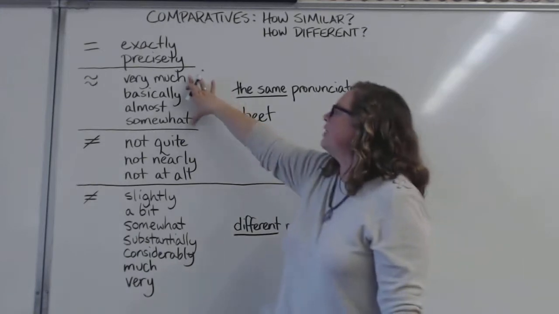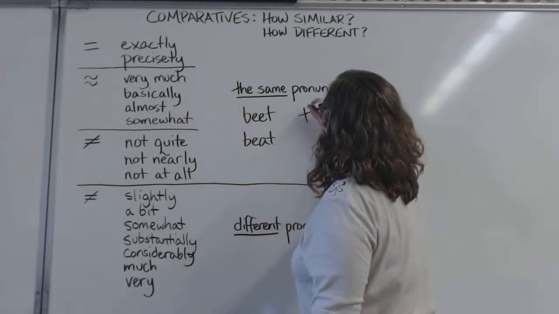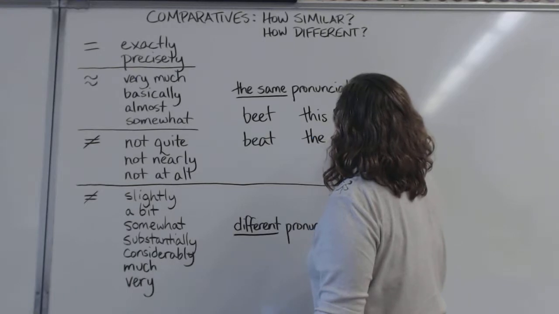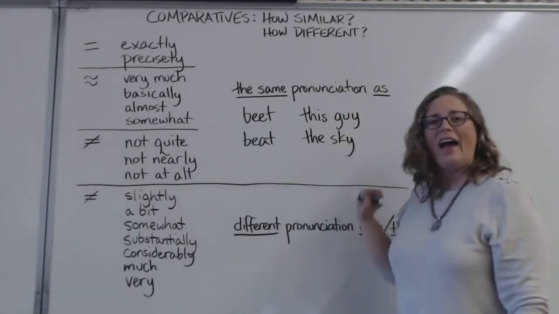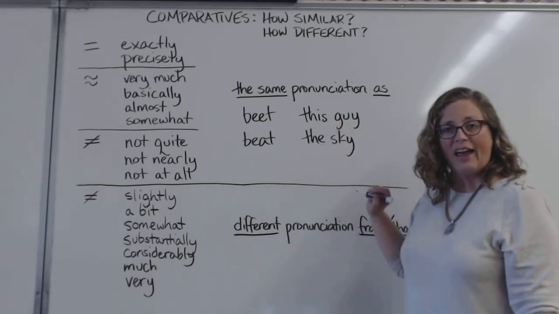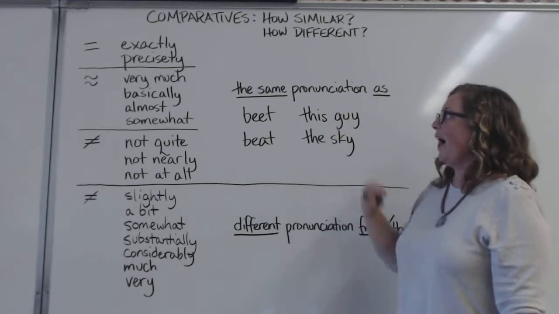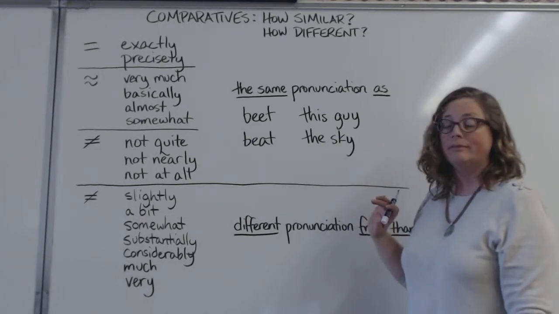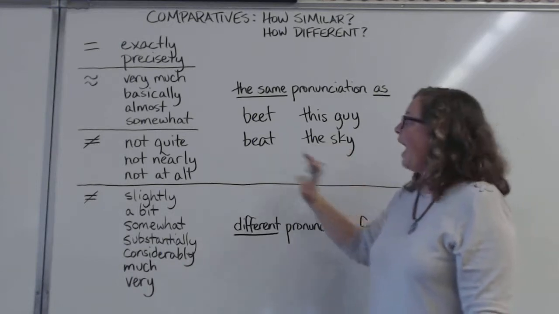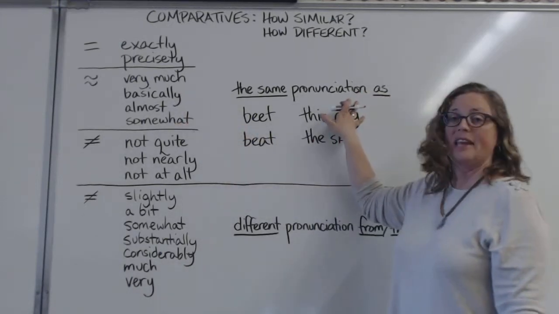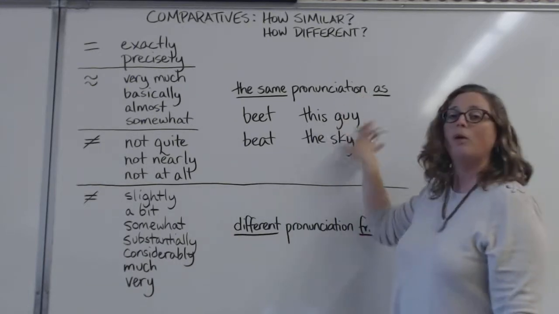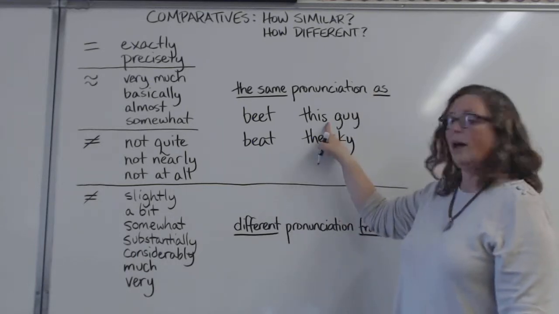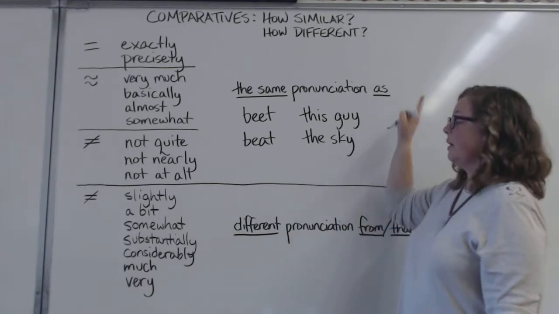All right, let's look at this idea right here. How about this guy, the sky? Well, this guy has very much the same pronunciation as the sky. Or I could say this guy and the sky have basically the same pronunciation, period. Same idea. If I use both of them as the subject, that's fine. I just need to stop it here. If I use only one as the subject, then I will use the other one here.